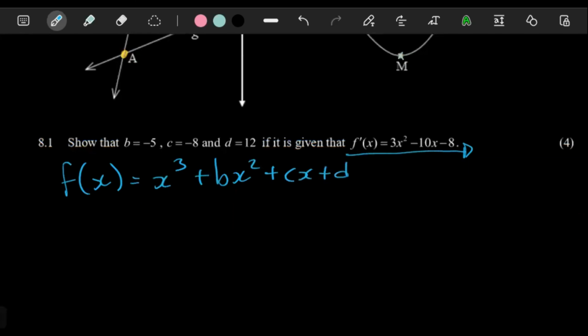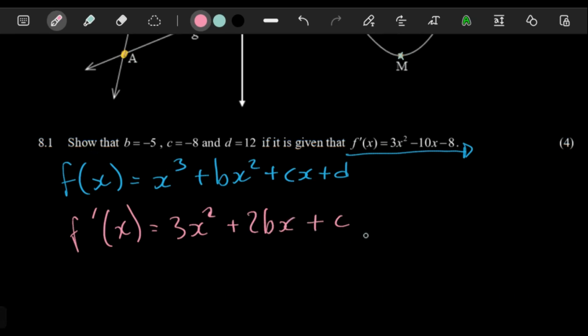Yeah, so they've given you this equation, right? And obviously its first derivative, we know that this is where we could start. Differentiating this is going to allow us to make use of this side. So this differentiated is equal to 3x squared, plus 2bx, plus c. You see, that's the first derivative.